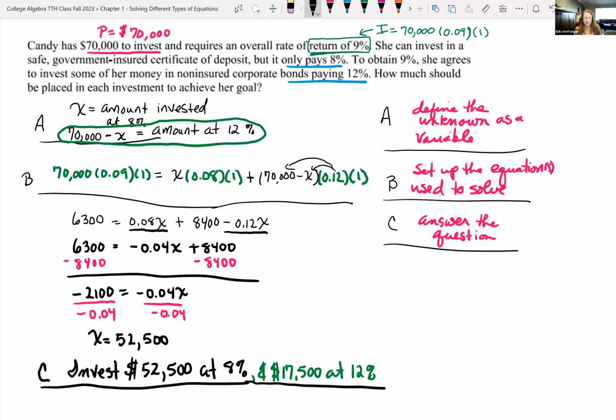So a lot of times it looks kind of overwhelming when you're looking at a word problem, but you just need to read it and then go through it slowly. Use information that you know or equations you know from the past and set it up.